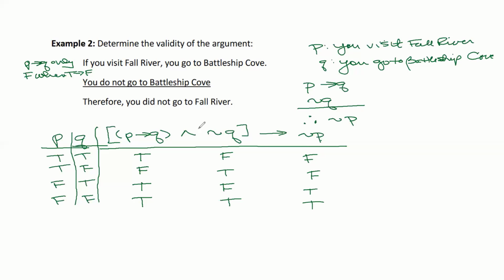So that leaves us with two operations, the and and the if-then. But we're going to start with the and because it's inside these brackets. And we remember and is only true when both are true. So we're going to have true and false is false. False and true is false. True and false is false. True and true is true. And then we have our if-then statement using the and with the not P.